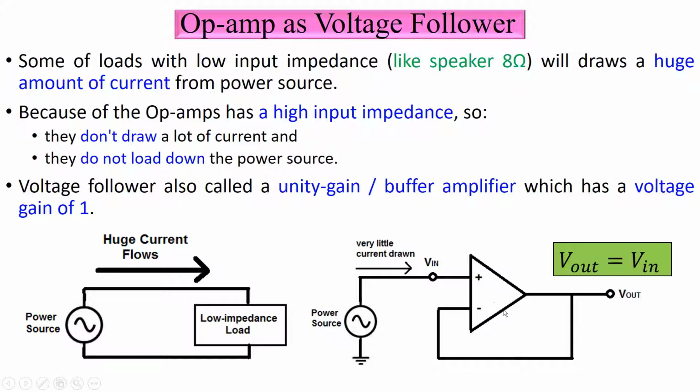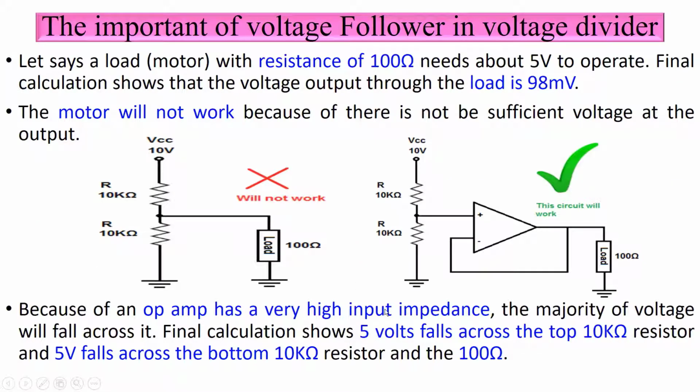The circuit is just like this one. This is your input, the power source, and then you need to short it here. So the formula is V out equals V in. This is the simple op-amp. And why is the voltage follower very important?